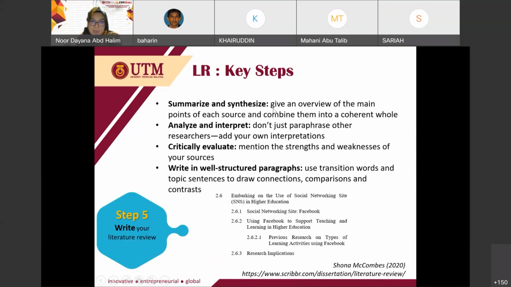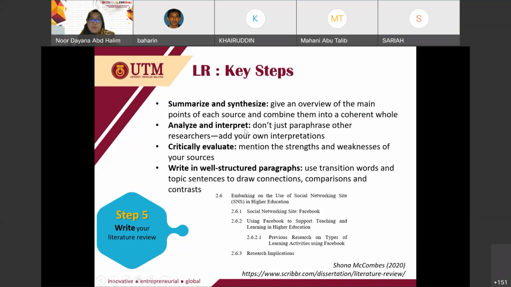Summarize and synthesize. Give an overview of the main points of each source and combine them into a coherent whole. This is what I mean by coherent whole. Actually, what you find out and what you write in chapter 2, you will bring it again in your discussion part, in your chapter 6 or chapter 5. It depends on your thesis.